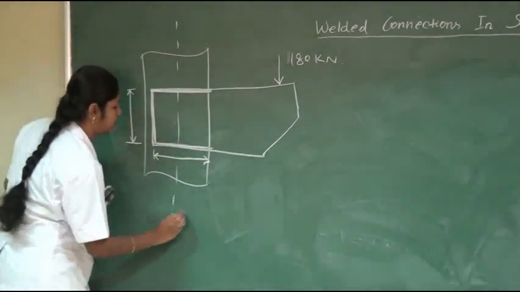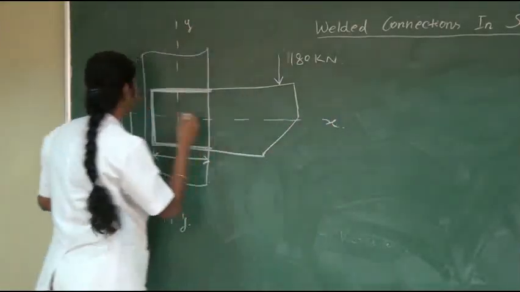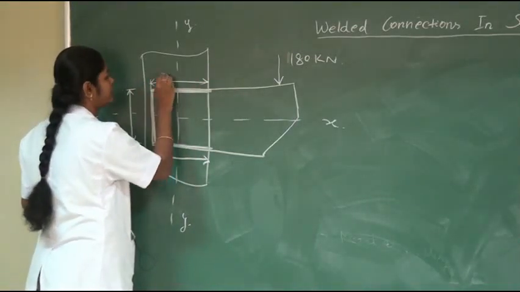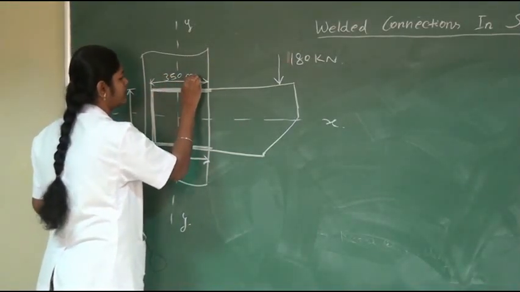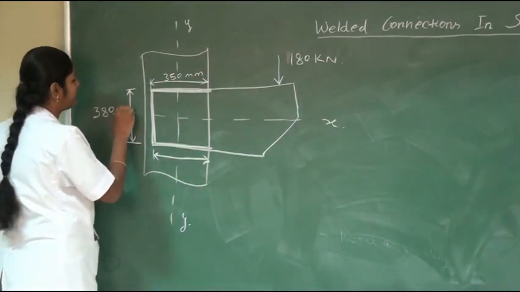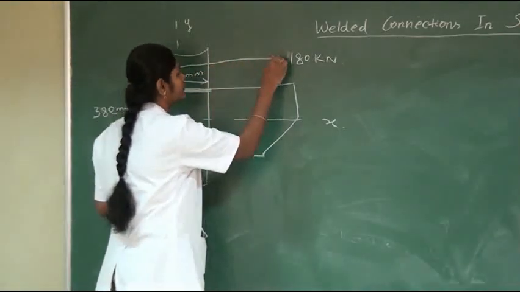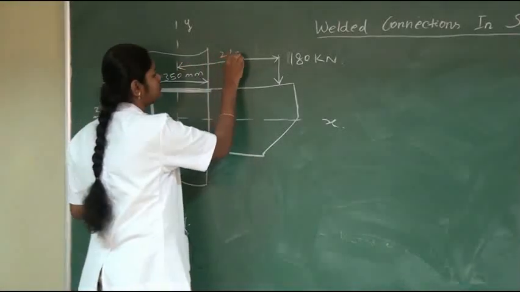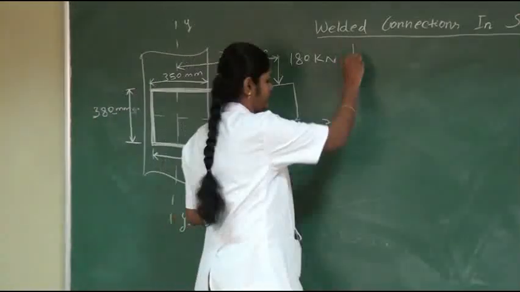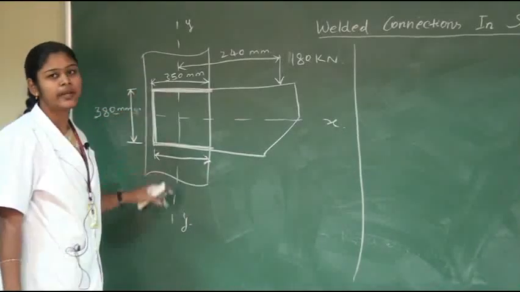This is the y-axis, the x-axis. Then the breadth of the weld is 350 mm. Then the depth of the weld is 380 mm. Then the eccentricity of the weld is 240 mm. This is a symmetrical section in x direction as well as in y direction.